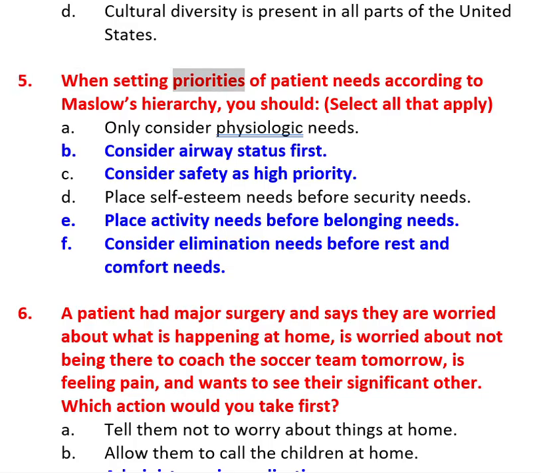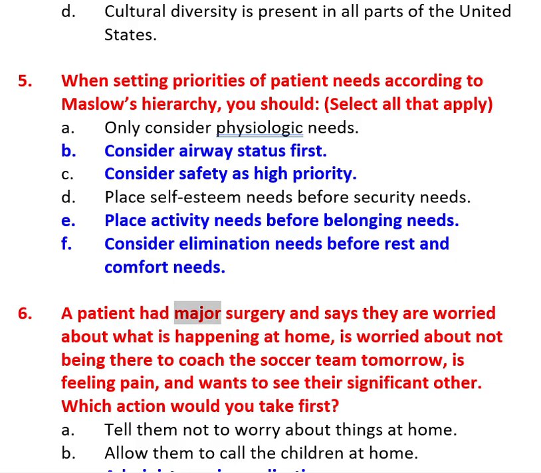5. When setting priorities of patient needs according to Maslow's hierarchy, select all that apply. Only consider physiologic needs. Consider airway status first. Consider safety as high priority. Place self-esteem needs before security needs. Place activity needs before belonging needs. Consider elimination needs before rest and comfort needs.